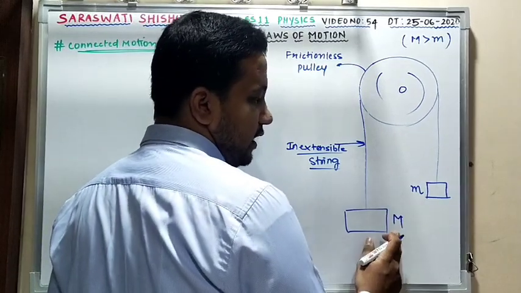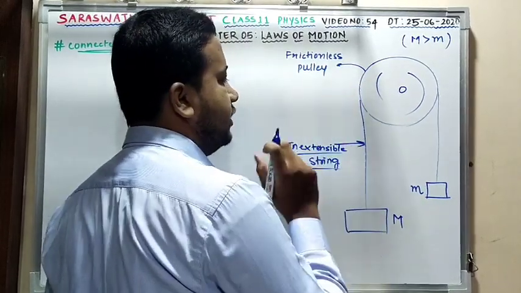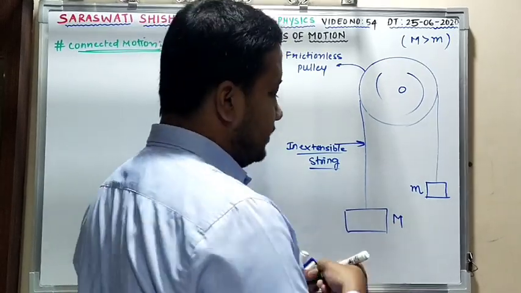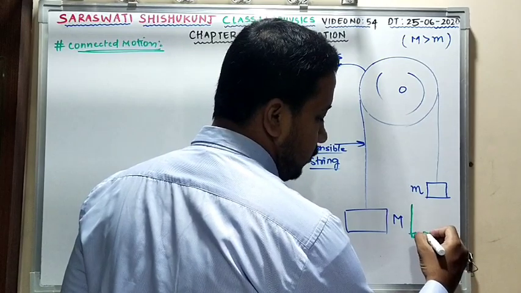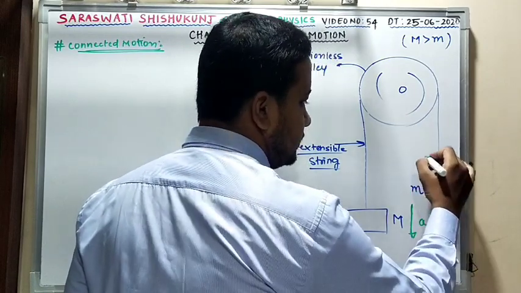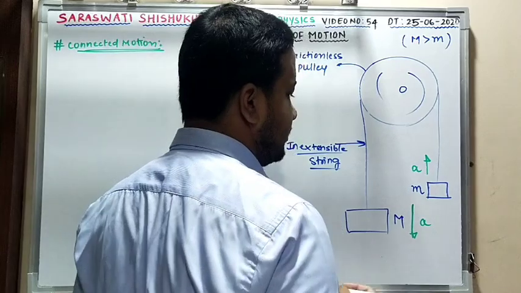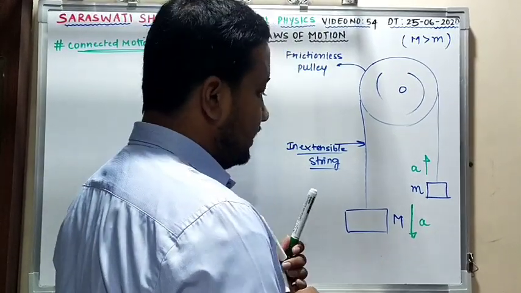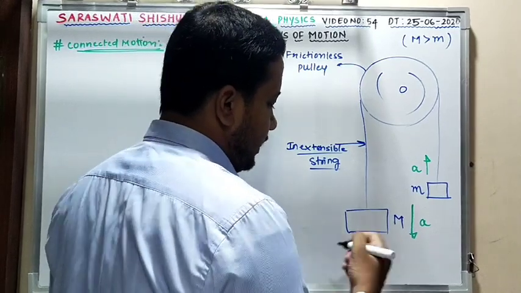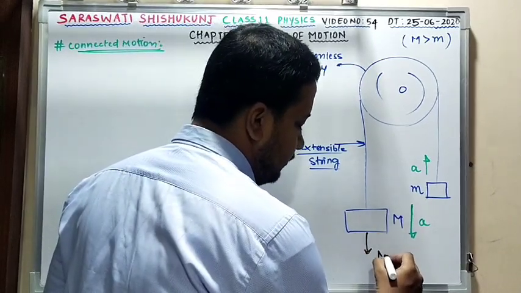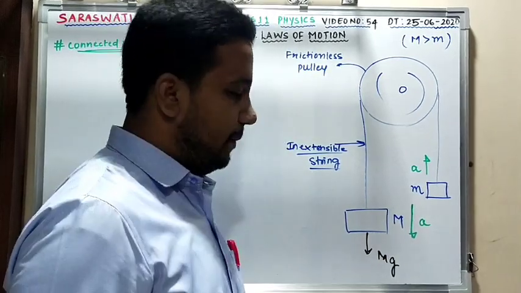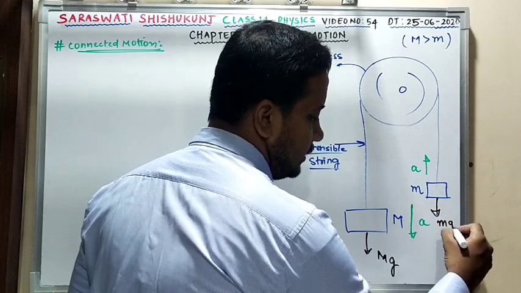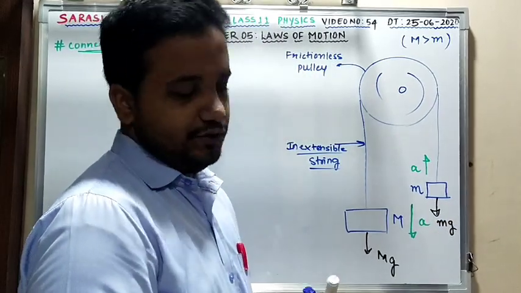Clear? So one is capital M, one is small m. This is a frictionless pulley. This is your inextensible string. But obviously this capital mass, the bigger mass, will move downwards with acceleration a, and this smaller mass will move upwards with acceleration a. Yes or no? For the case of weight, remember, this Mg will act downwards, always towards the earth. Capital M mass, acceleration due to gravity g. Here also small m mass and acceleration due to gravity g.